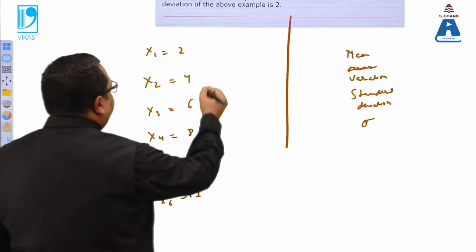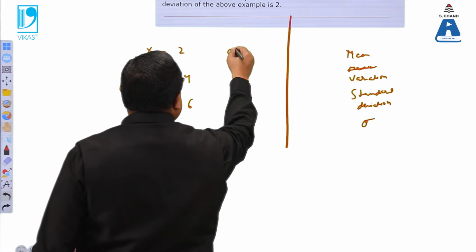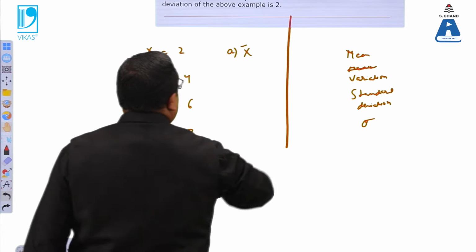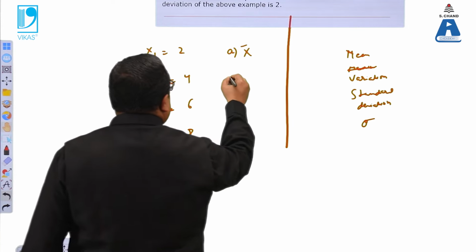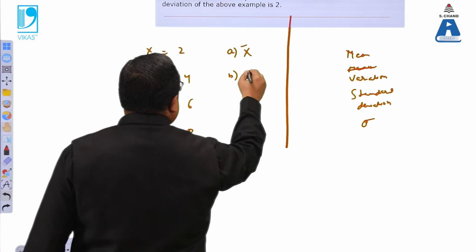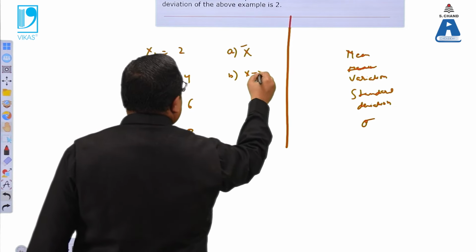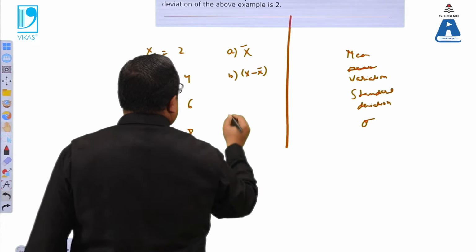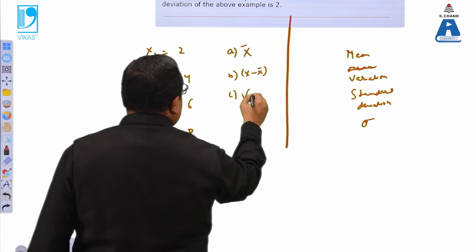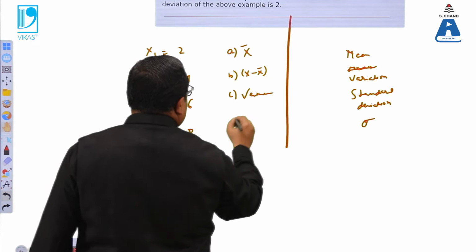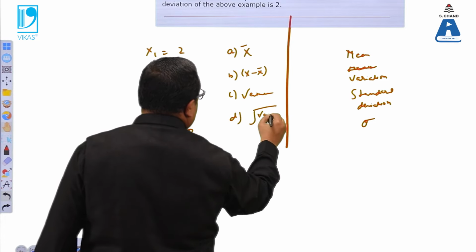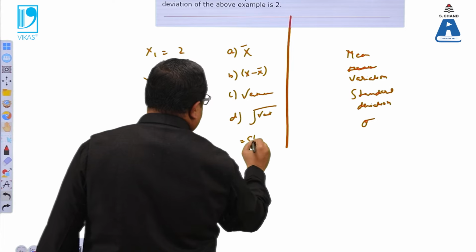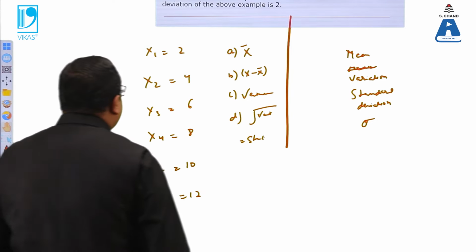The first step is to calculate x bar. The second step is, for every particular value, to calculate x minus x bar. Then we will calculate the variance, and then the root of the variance. The root of the variance is the standard deviation. So we will make the calculation here.